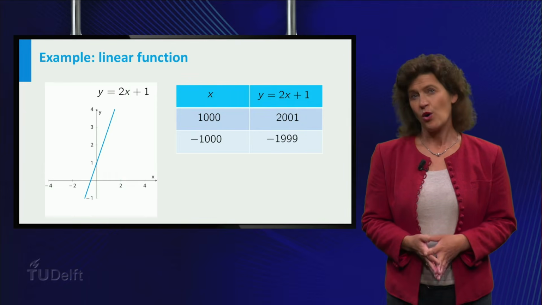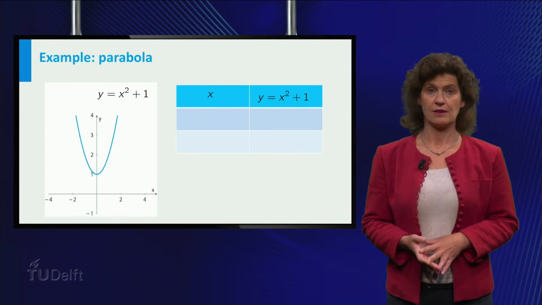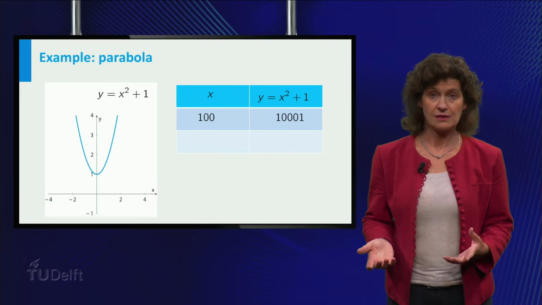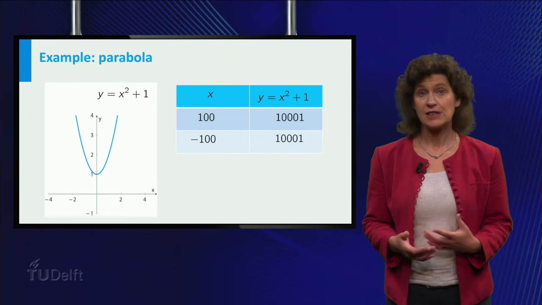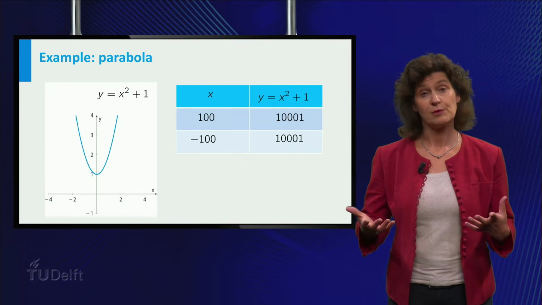Okay then. What about the parabola y is equal to x squared plus 1? When x gets large, y gets even larger. And when x becomes large at the negative side, y is large on the positive side because of the square.